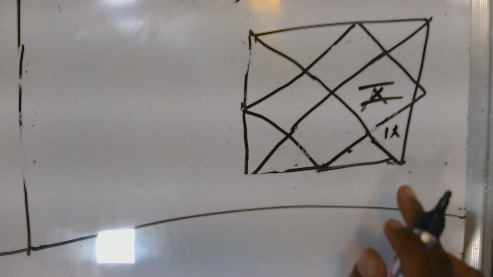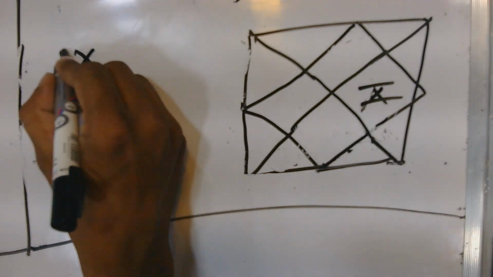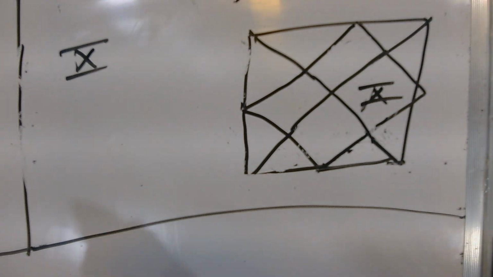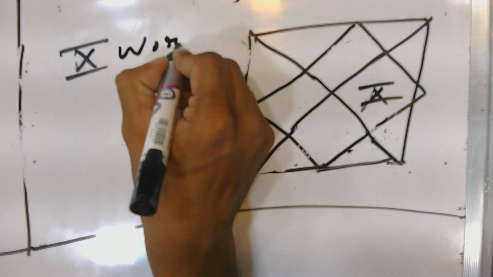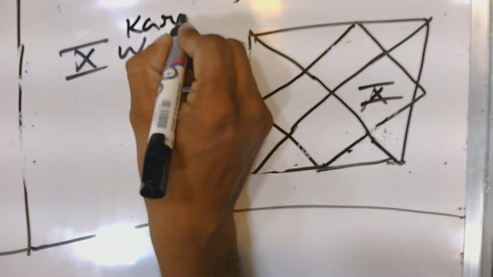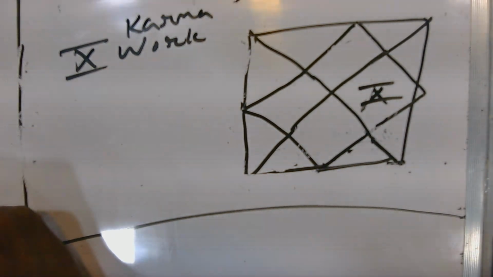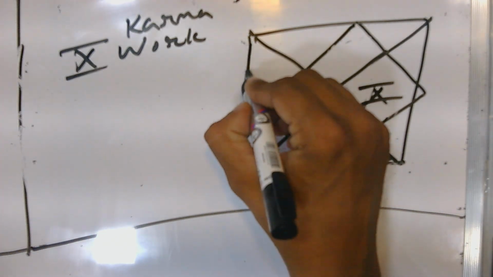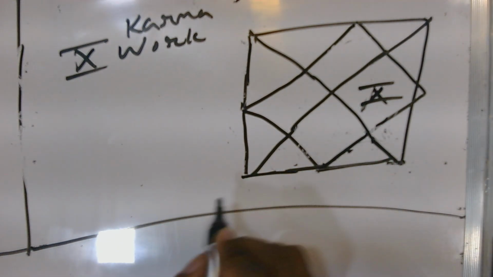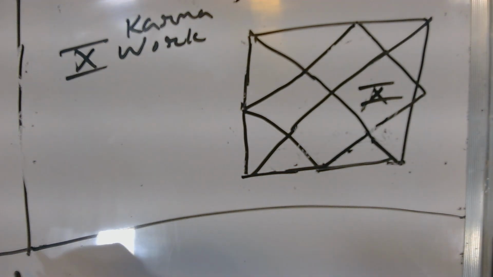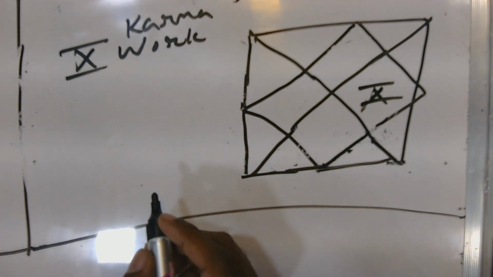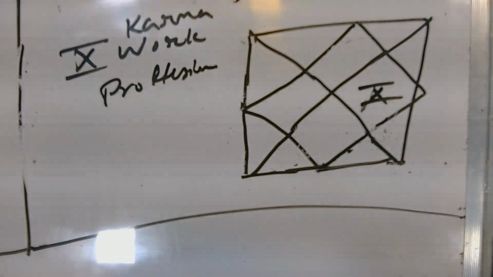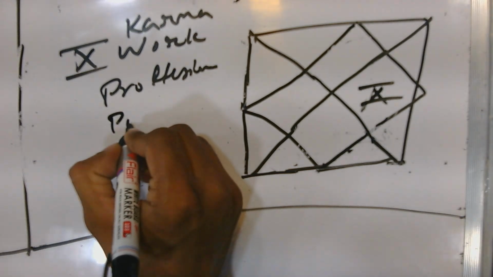Now the 10th house is also one of the most looked at houses in the horoscope because it tells you about your work. This is the house of karma in the sense of working for achieving or earning. So this house signifies your profession, your public standing.